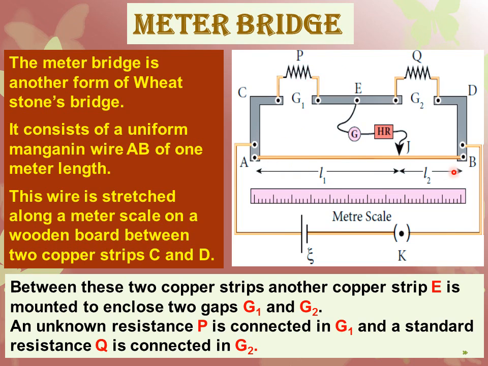You might have a 1 meter length of wire, a steel wire or a manganese wire of 1 meter length. Particularly its radius is about 0.2 × 10⁻³ meter. An unknown resistance P is connected in G1 and a standard resistance Q is connected in G2.